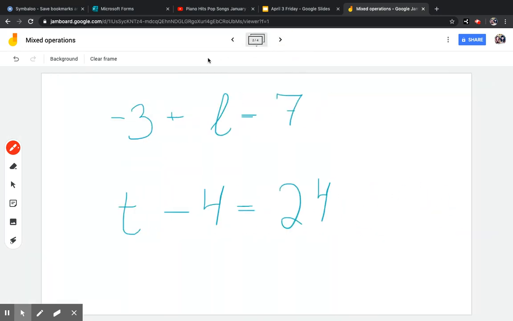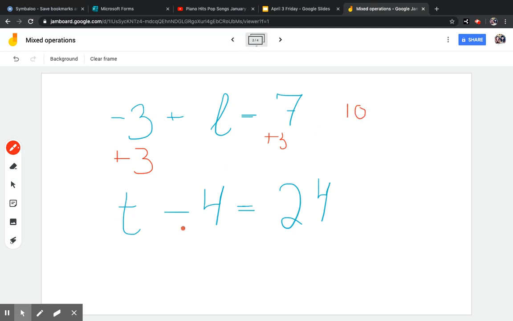Move on to negatives or subtracting. So I have a negative 3. I want to add that 3. I need a positive. So plus 3. So I have a L equals 10. I'm just going to write that up here.